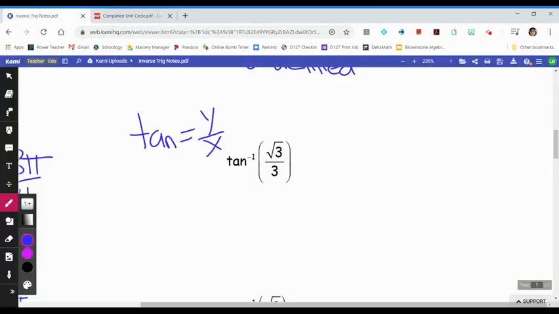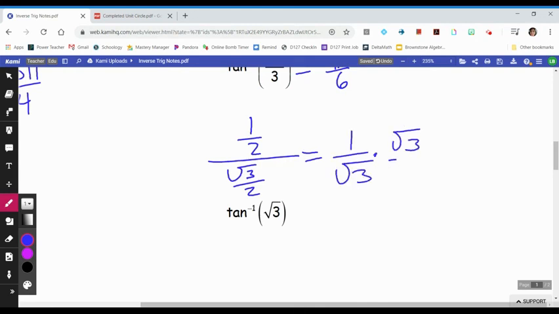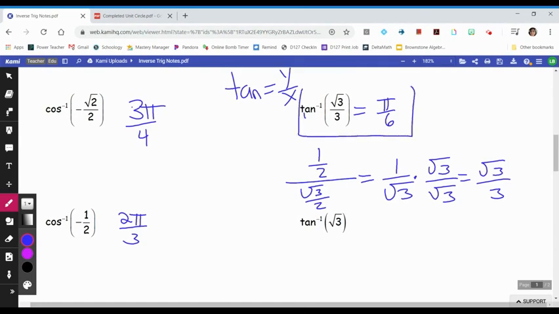At pi over 6, the y value is 1/2, and we're going to divide that by the x value of root 3 over 2. The common denominators cancel, and we end up with 1 over root 3. And then as a reminder, we have to rationalize in AET honors. So we end up here with root 3 over 3. So that is a little bit of work to show you why tangent inverse of root 3 over 3 is pi over 6.